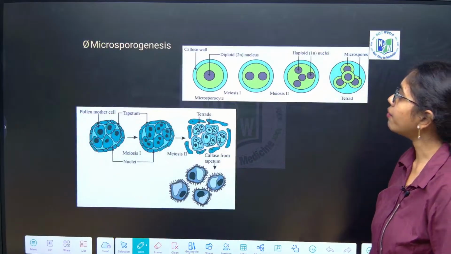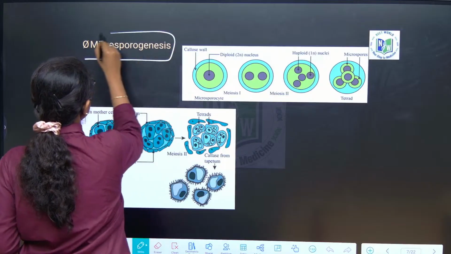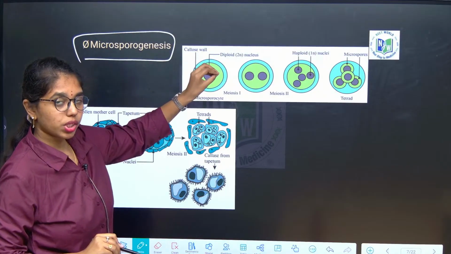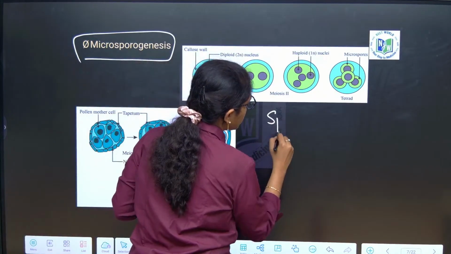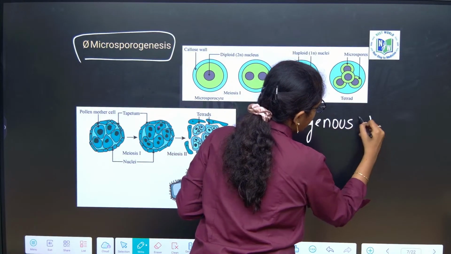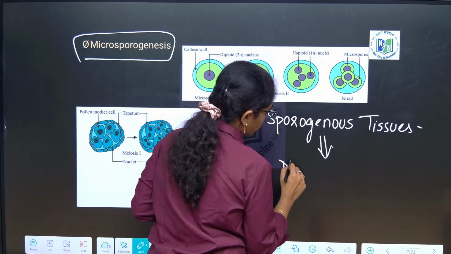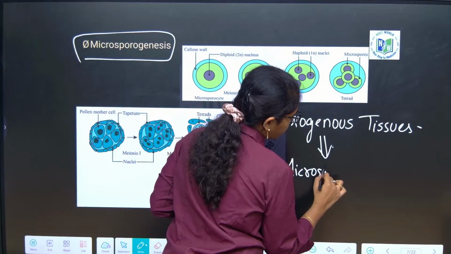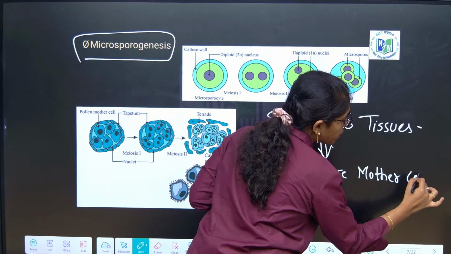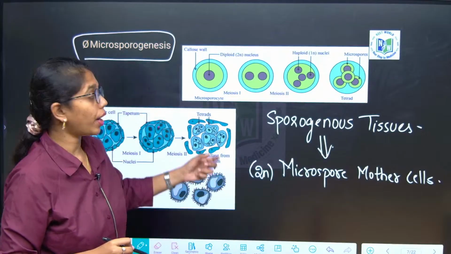Clear, beta? Now we will clearly see microsporogenesis, which is very important. At the time of microsporogenesis, as we have discussed, what is present inside the sporogenous tissue? Microspore mother cells. These microspore mother cells are diploid.